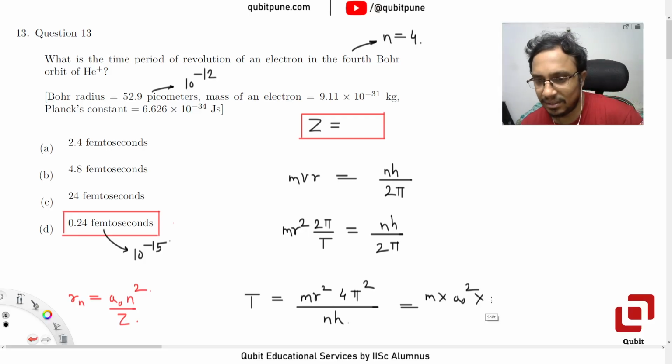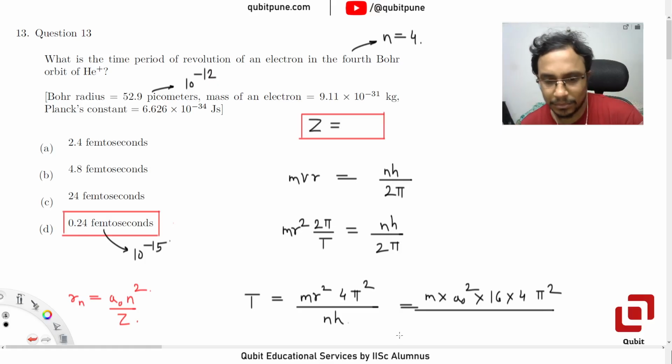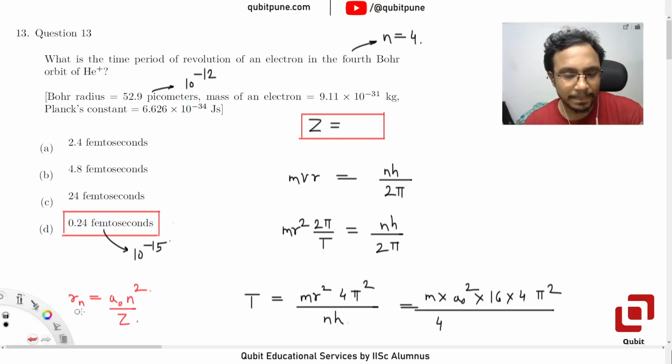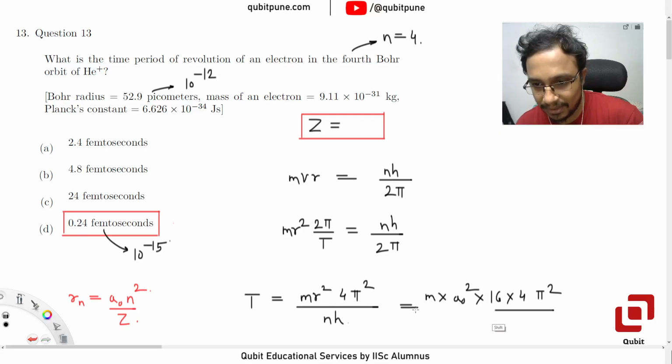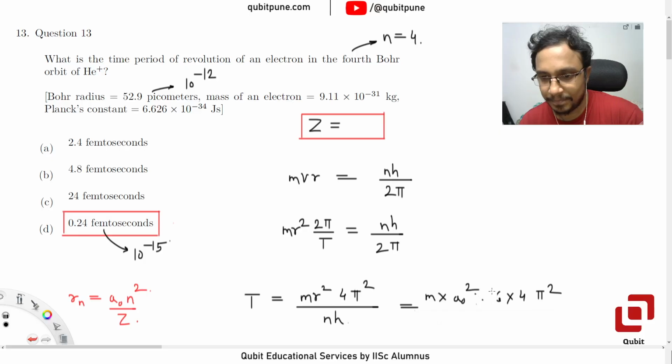So this should be 16, right? Into 4 pi squared. Z is 2, so it should be 4 power 4, right? n squared. So okay, one second. Sir, but it can be cancelled with one n in the denominator. One second. Because the calculations are important, let's do it systematically. Let me write everything except a naught and then let's come back to that.